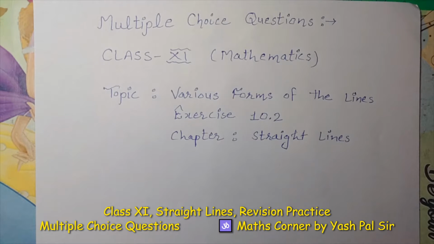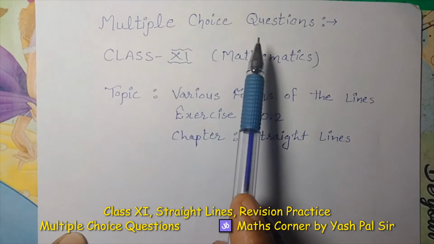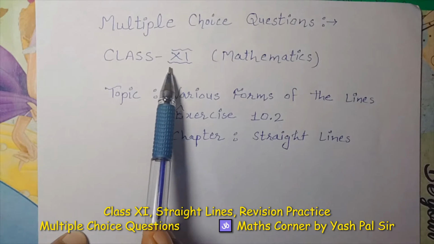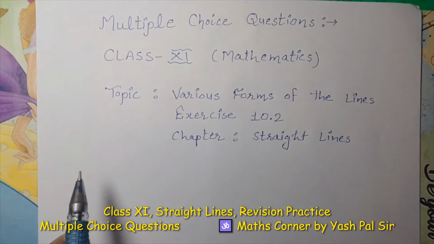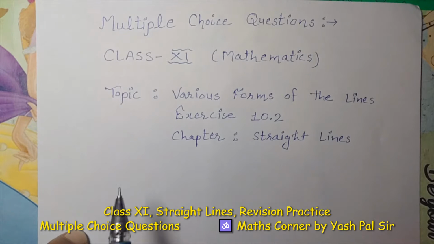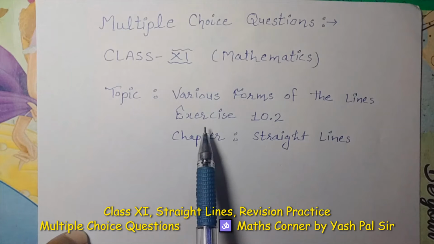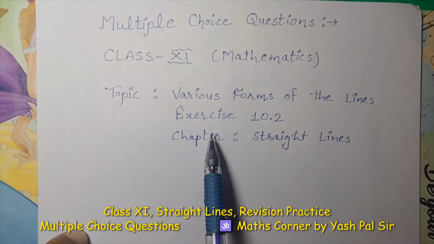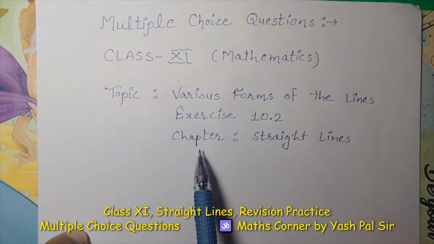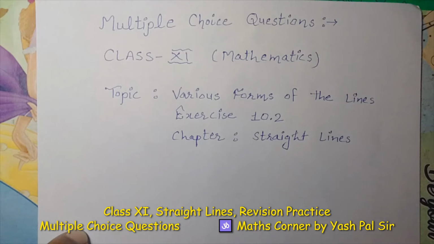Today our topic is multiple choice questions for the students of class 11 subject mathematics. The topic of the day is various forms of the line. We shall discuss the very basic questions of various forms of the lines. Exercise 10.2. The name of the chapter is straight lines. So let us start now.